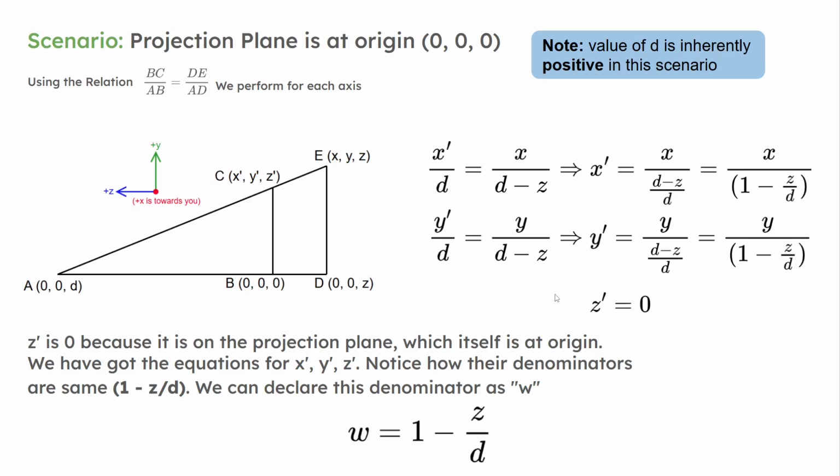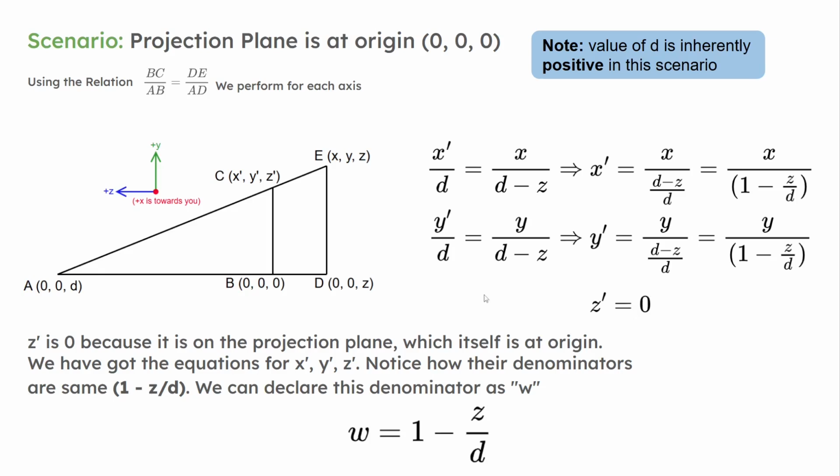And since for this z prime, there is no denominator here. If we imagine the same denominator here, 1 minus z by d, but we put 0 in the numerator, it becomes ultimately 0. And since it is also already 0 because it's on the same plane, and our plane goes through the origin, z prime is 0. We don't need to write the denominator here. All right.